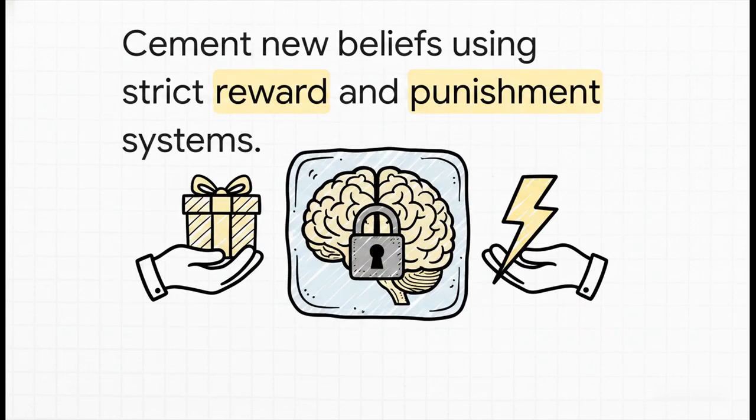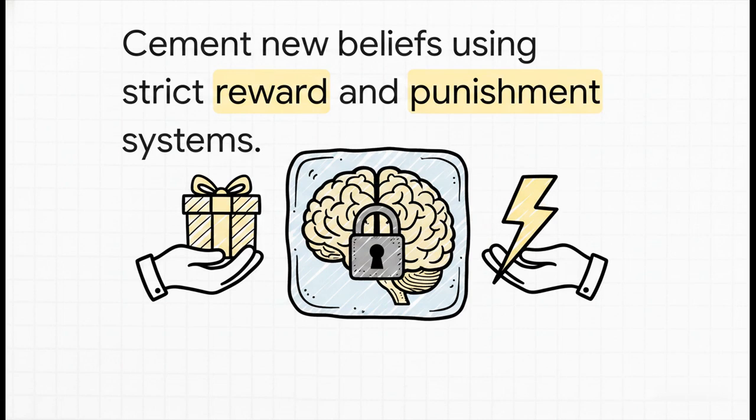The manipulator has to cement these newly implanted beliefs so they don't just fade away. They do this through a really strict system of reward and punishment. Honestly, it's a lot like dog training. Obey and you get rewarded. Disobey and you're punished. Eventually, this completely freezes the new pseudo-personality into place.